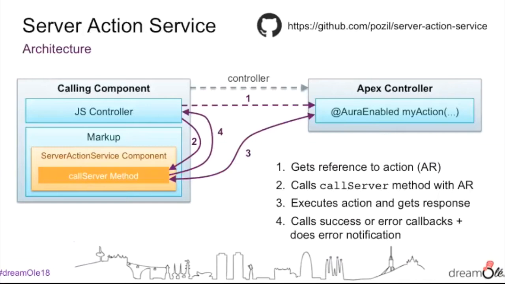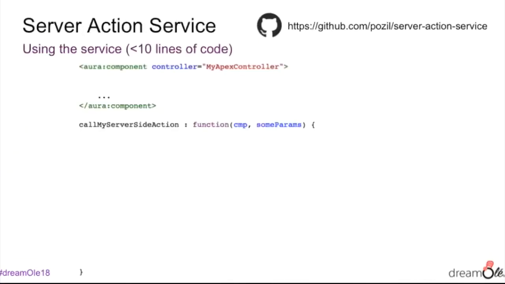Let's see now with code, because this is just the architecture. Now let's deep dive into the code. So we have the calling component, which is mapped to the myApex controller. And below, I have placed the JavaScript function in the controller of the component that will actually call the action service. So what do we do? First, we include the server action service in our markup, and we use an aura:id to identify it.